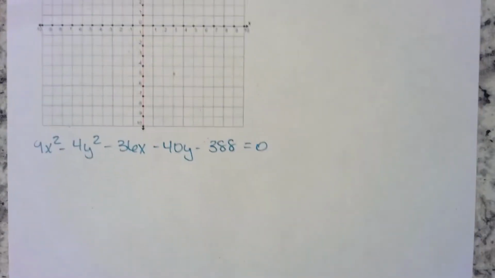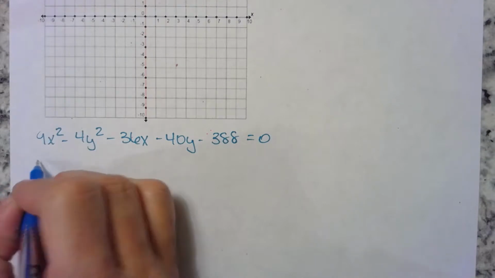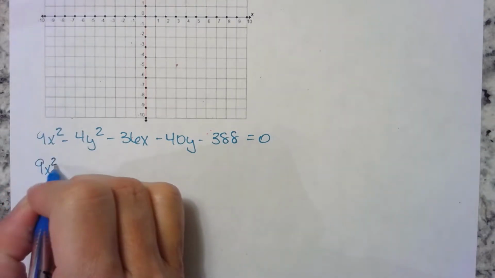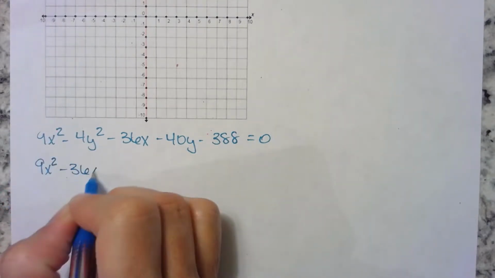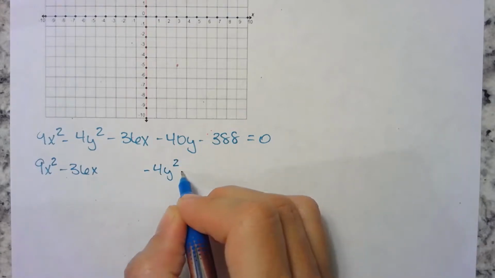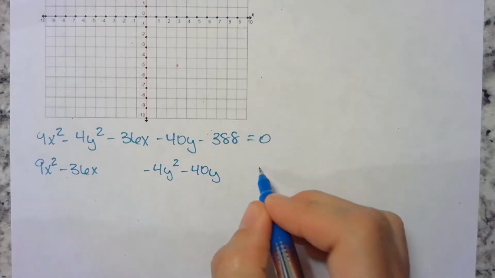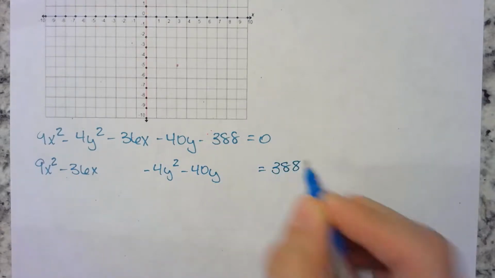We're going to have to complete the square just like we did with the ellipse. We're going to complete the square and see what happens from there. So we need to put all of our x's together, put all of our y's together, and we're going to move this 388 to the other side. Okay?